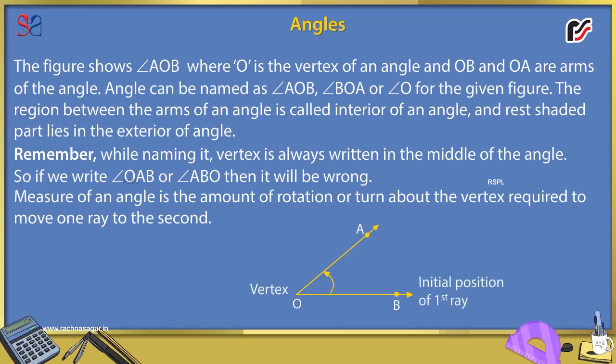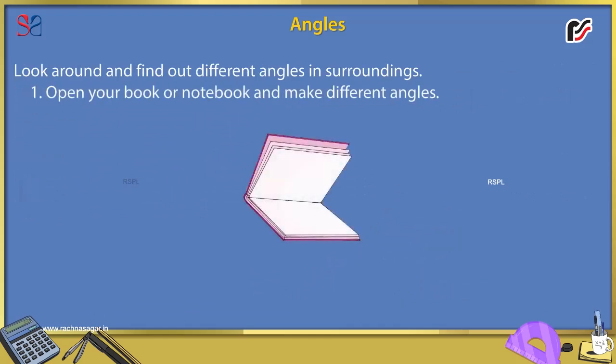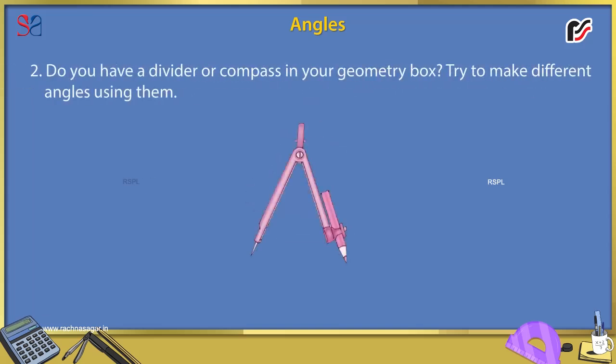Vertex, initial position of first ray, final position of ray to the second ray. Look around and find out different angles in surroundings. First, open your book or notebook and make different angles. Second, do you have a divider or compass in your geometry box? Try to make different angles using them.